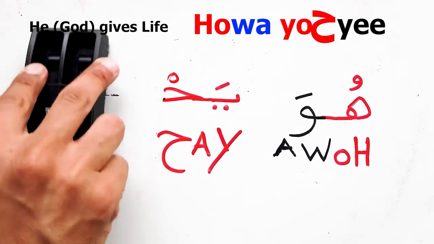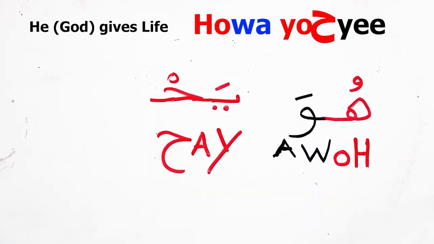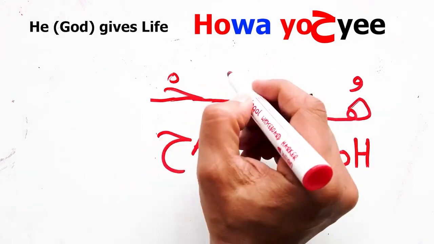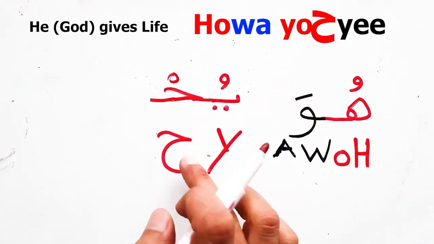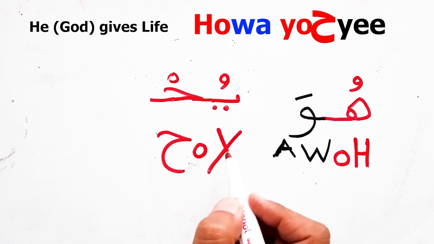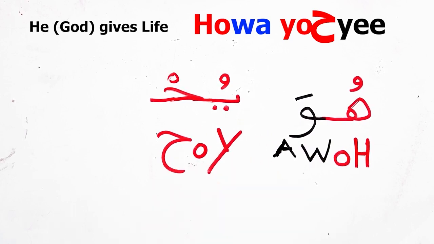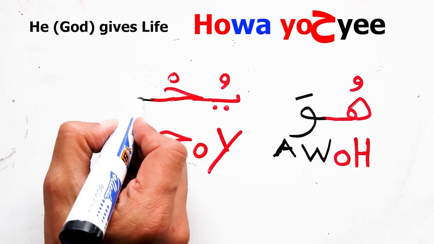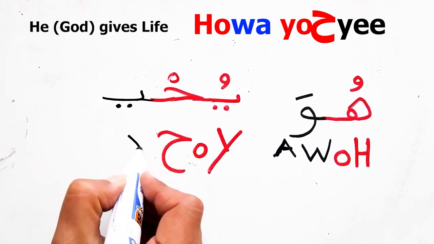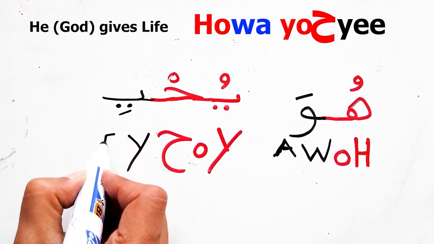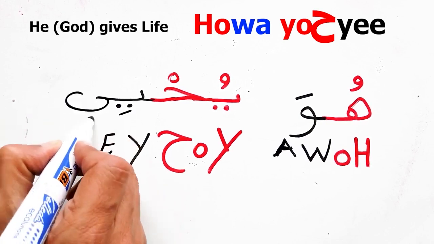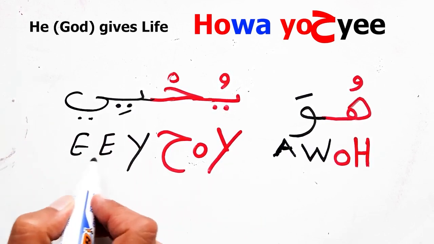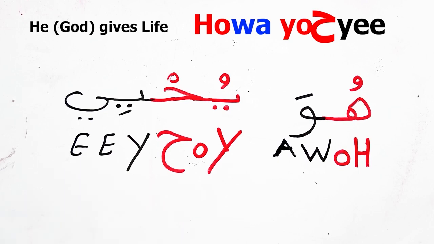So let's remove here. I must change here something because we have dhamma. So you, and I'm gonna remove this A and it became O. يحيي. Yi. Sound of Y, yi. Sound of E, this kasra. Yi, long vowel. يحيي.